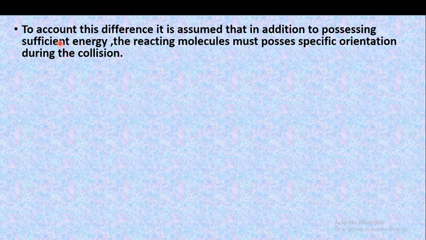We have studied that for a reaction to occur, the molecules must possess sufficient energy. We have called that sufficient energy the activation energy. Means the activation energy is the minimum amount of energy that the reactant molecules require before they could react. So to account for the difference between the observed K value and the calculated K value, we have assumed that in addition to possessing the sufficient energy, that is activation energy, the reacting molecules must possess the specific orientation during the collision.